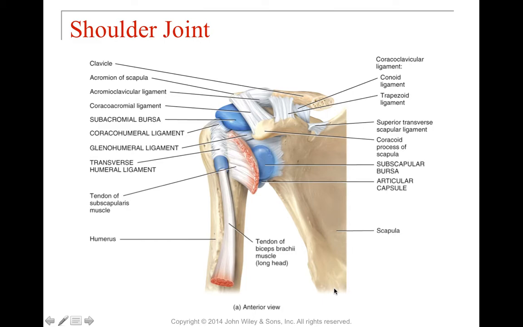All right, so let's move on to the shoulder joint. The shoulder joint is kind of complicated in that it has a lot of connections and a lot of connective tissue. So let's just dive right in here. So let's look at the bones first.